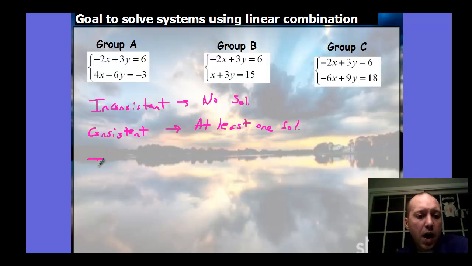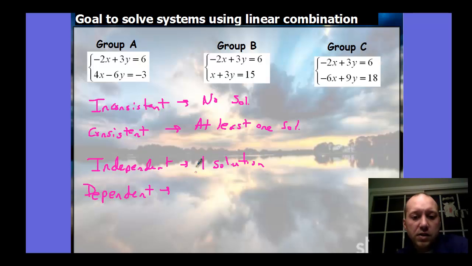The other two options we have are independent and dependent. If it's independent, it has one solution. And if it's dependent, it has infinite solutions. And so we can classify them as independent or dependent, or inconsistent and consistent.